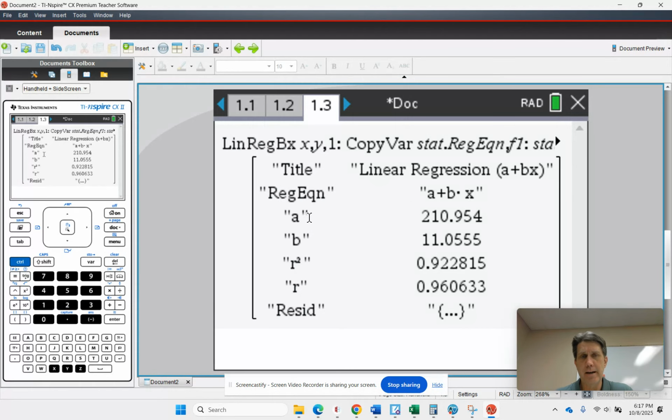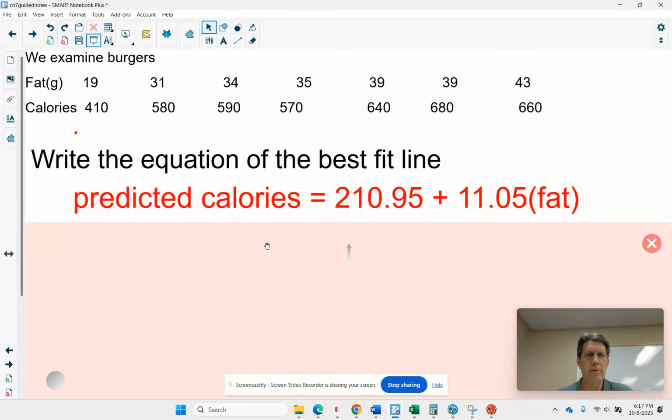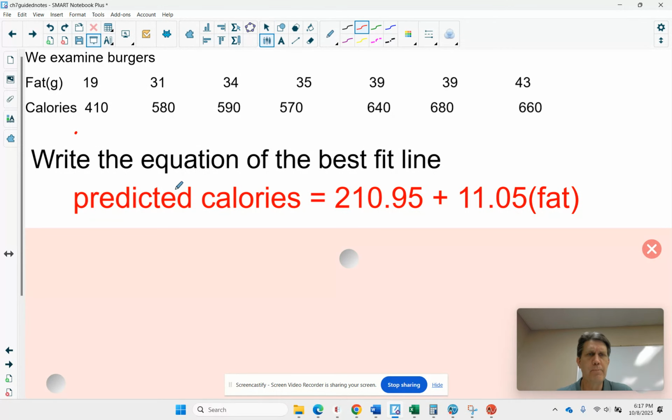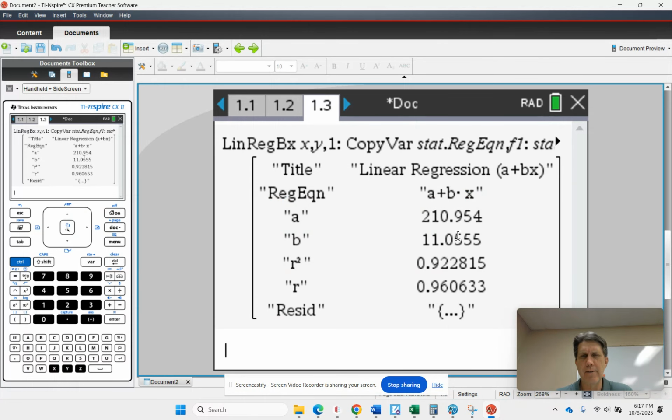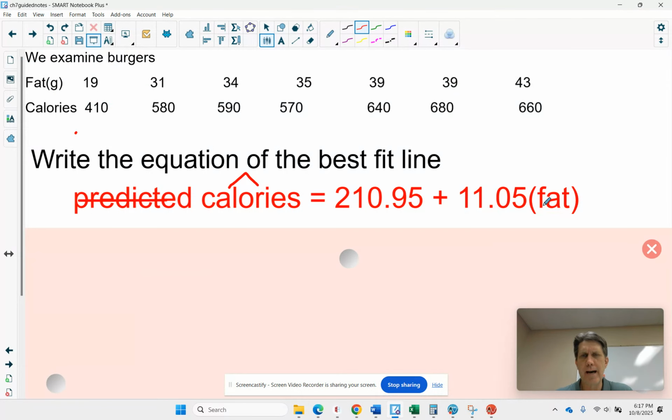But anyway, here we've got the equation. It's right there, a plus bx, so it's 210 plus 11. Let's remember to write it in context. So it would be predicted calories, whether you put the word predicted or you leave off that word and you throw on the hat. Predicted calories equals 210.95 plus 11.05 times the fat.